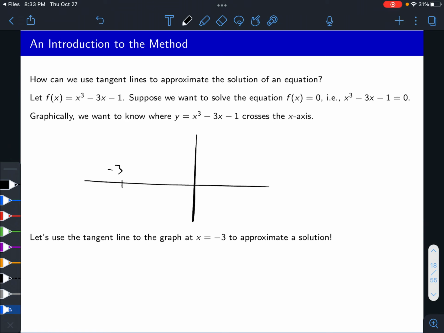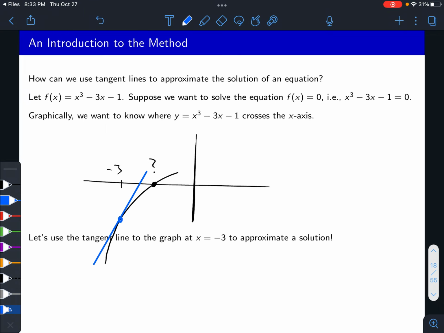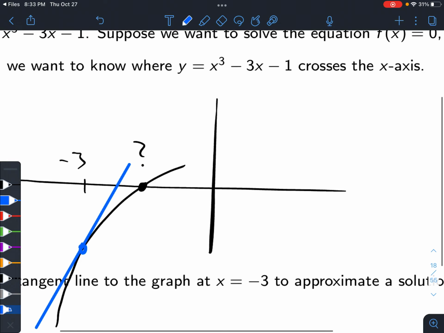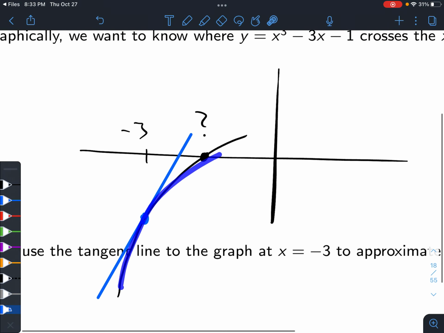So here will be -3, and then I'm just going to draw a really zoomed in picture of what might be happening there. So this is the point that we are looking for. And if we're starting with x equals -3, the idea is we'll draw the tangent line. And then we will basically say, well, the tangent line is really close to the graph of this function.